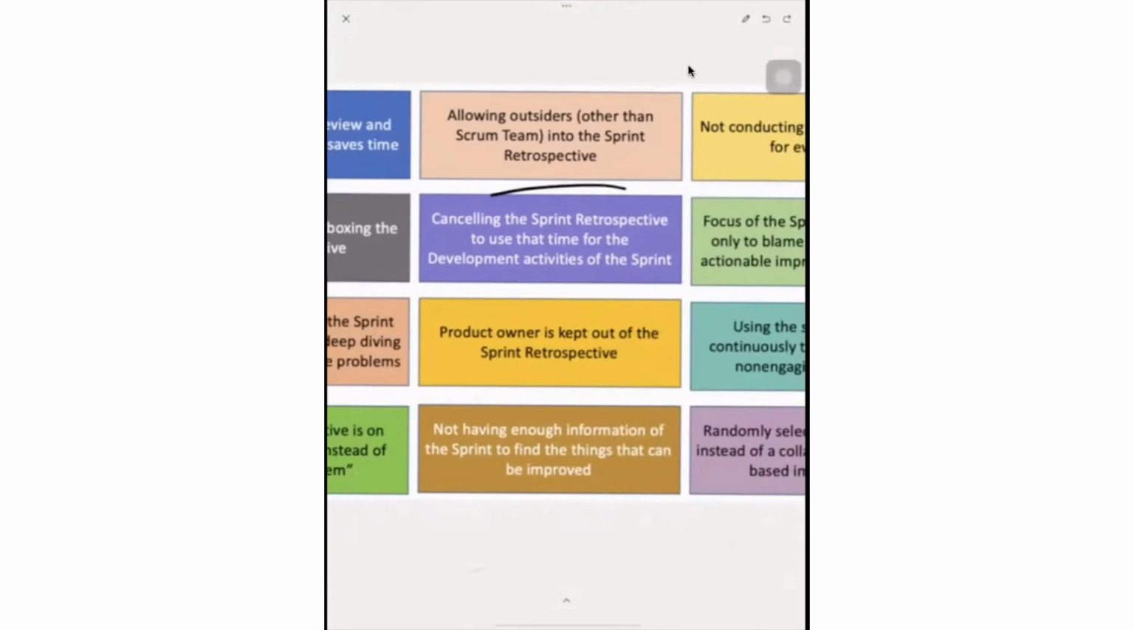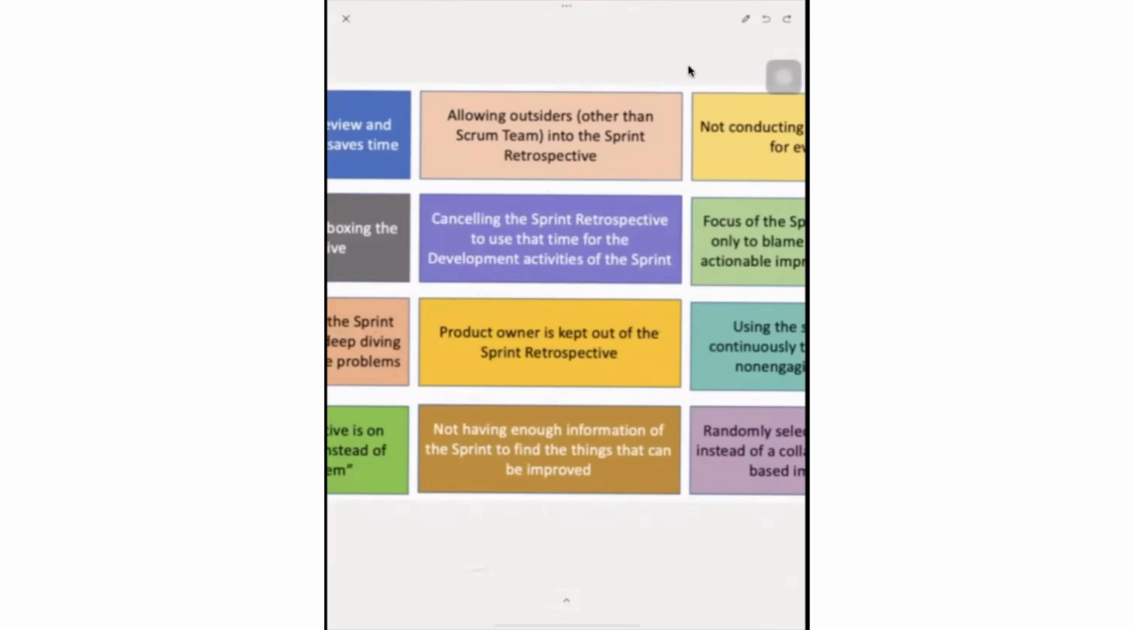Another anti-pattern is canceling the sprint retrospective to use the time for development activities of the sprint. Sometimes when I was coaching some teams, they thought that there were a couple of testing and code review activities pending for a couple of items of the sprint. So instead of doing the retrospective, if we use that 2 to 3 hours, we can finish that.